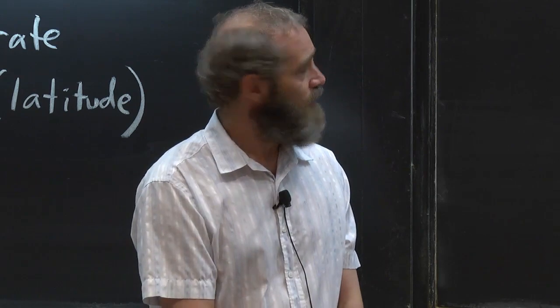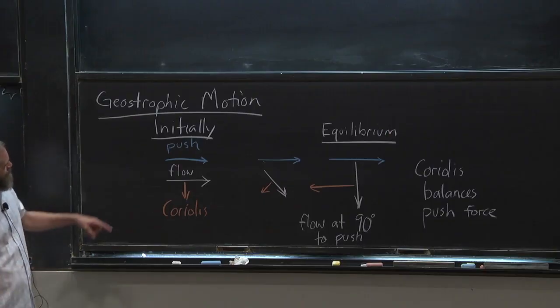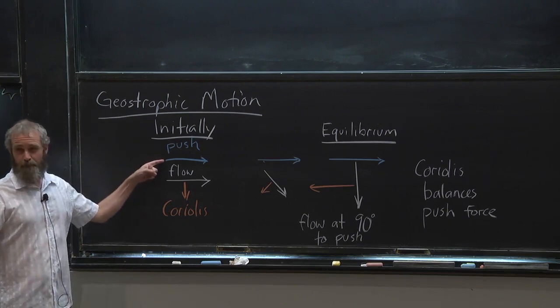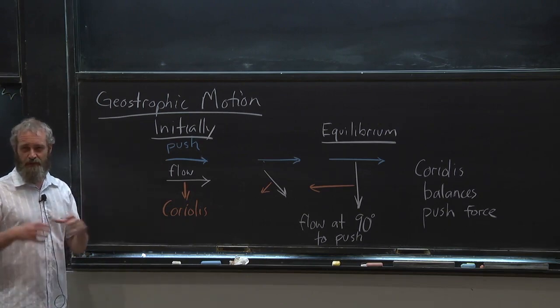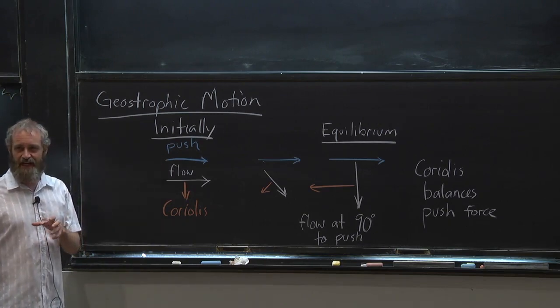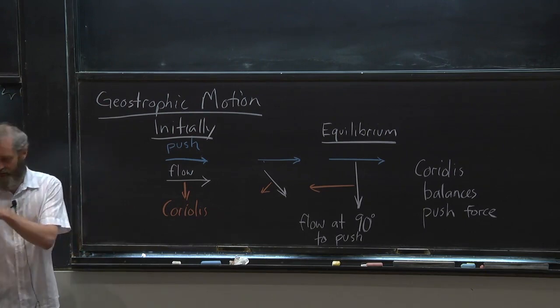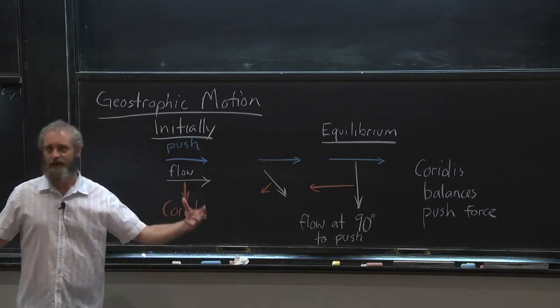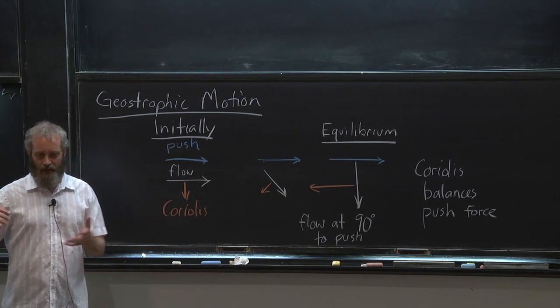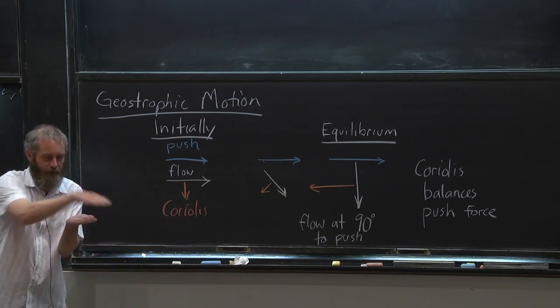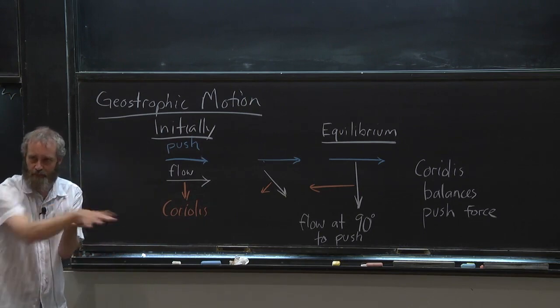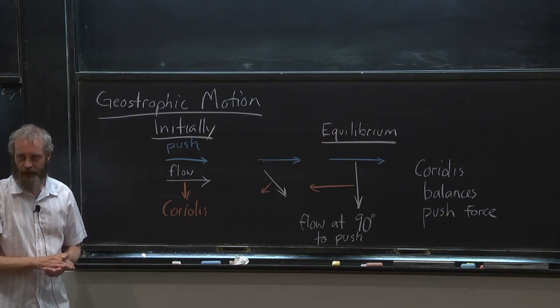So how does the Coriolis acceleration affect flows? It's a really interesting phenomenon known as geostrophic motion. So imagine that you have some sort of a push force. So this could be high pressure on one side of a column of gas and low pressure on the other, or it could be wind blowing over the surface of water and tending to push the water in some direction.